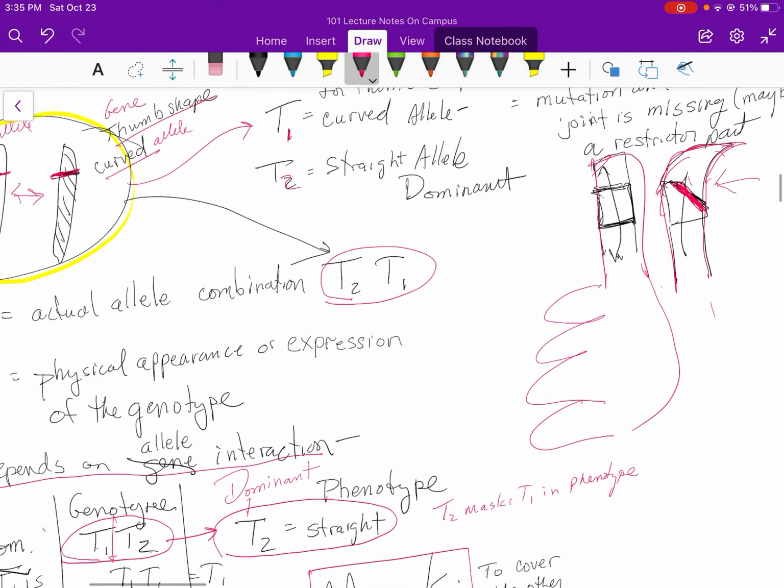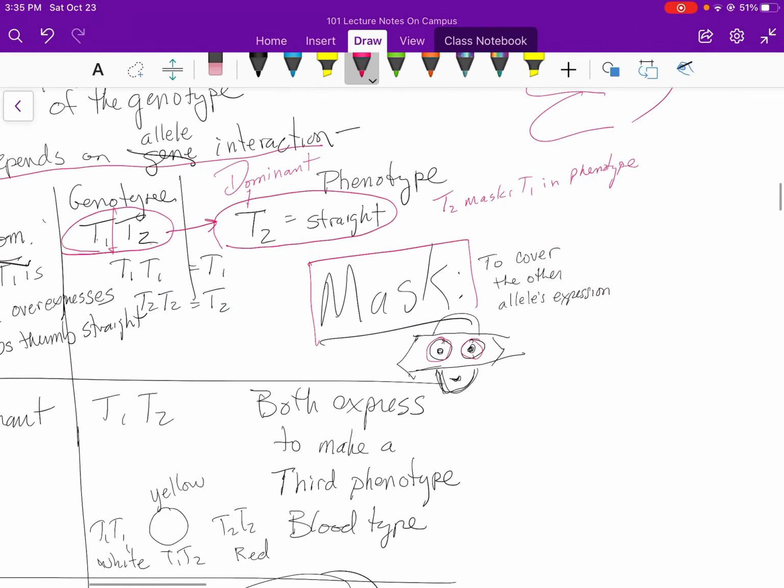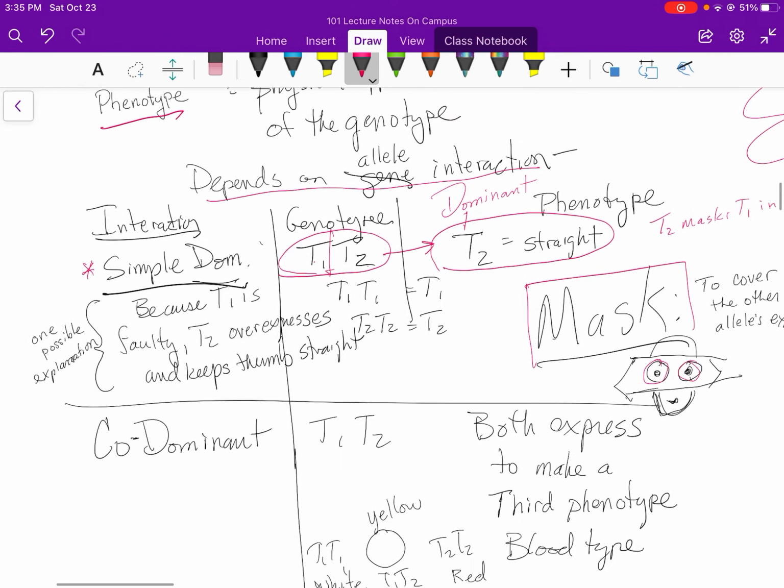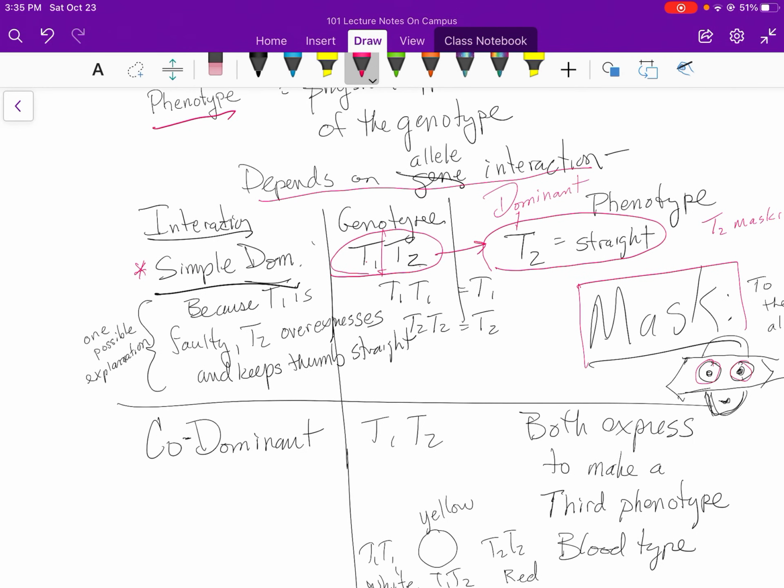And so now that also would help you understand why having one T2 allele would be sufficient to make an okay shape here, and so you wouldn't have the bent thumb. That's not necessarily exactly how the thumb works. I'm just trying to give you an idea for ways in which genes do work in some cases. So this is one possible explanation, right?